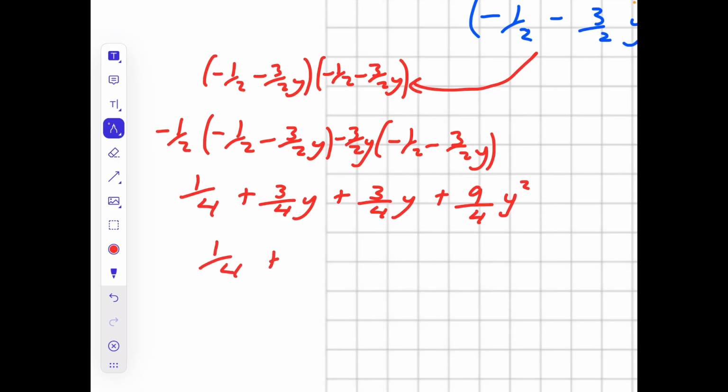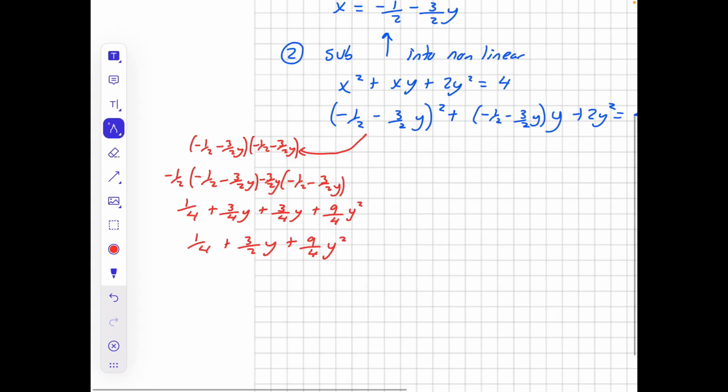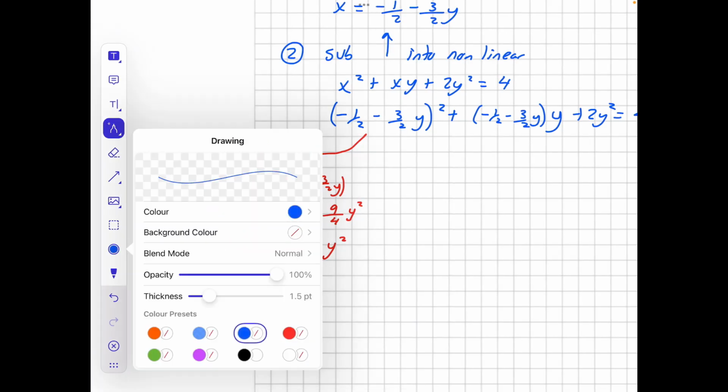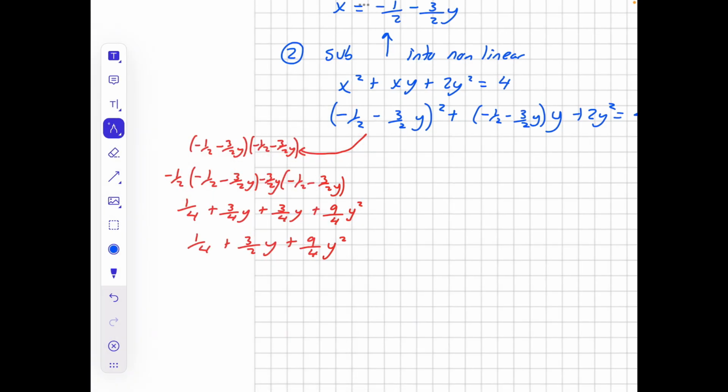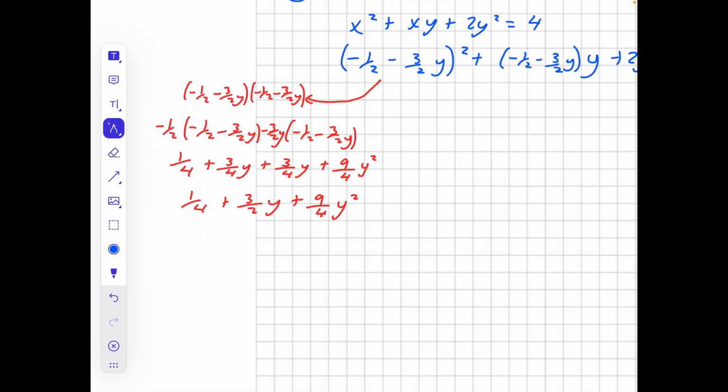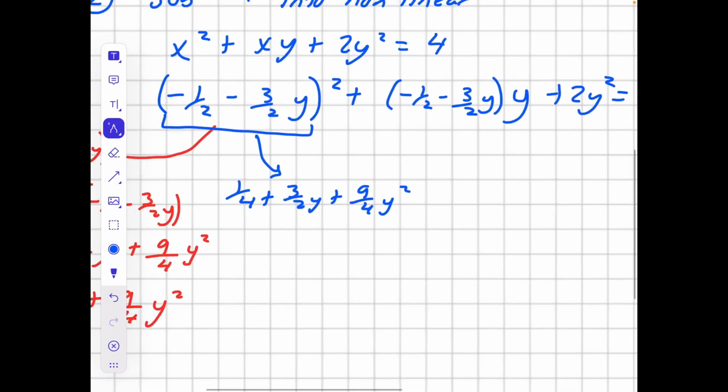Okay, tidy that up. That's going to give me 1 over 4 plus 3 over 4 plus 3 over 4, that's going to give me plus 3 over 2y plus 9 over 4 y squared. Okay, I suppose just what to keep in mind here, this is no more difficult than if they were nice numbers, if you take your time with it and just be that little bit more careful. Okay, so instead of writing this bracket here, I can write that as 1 over 4 plus 3 over 2y plus 9 over 4 y squared.